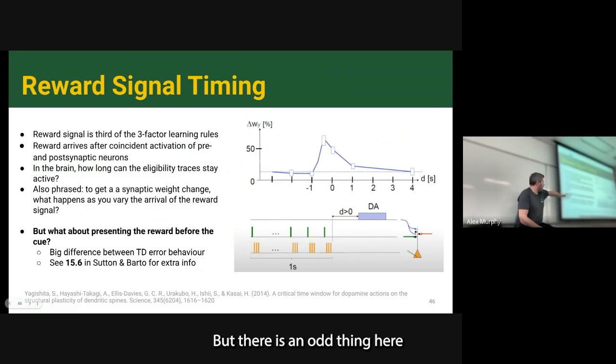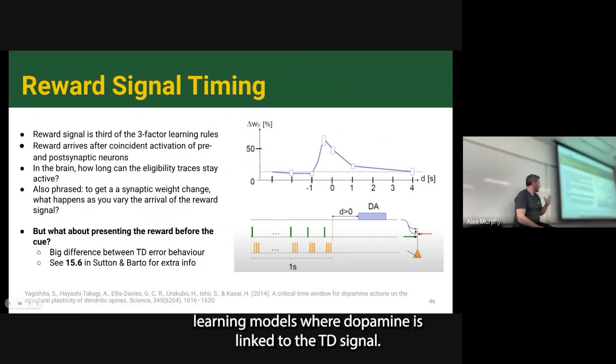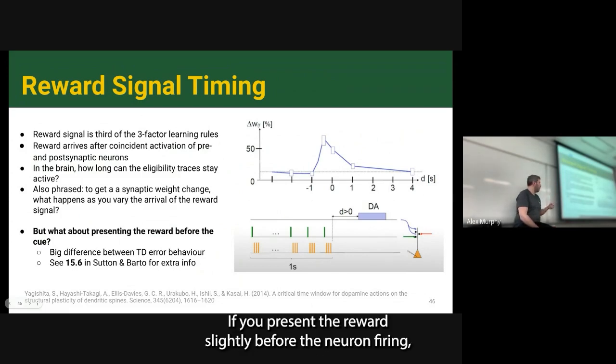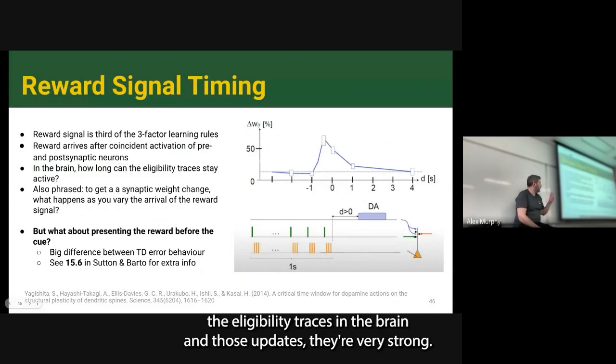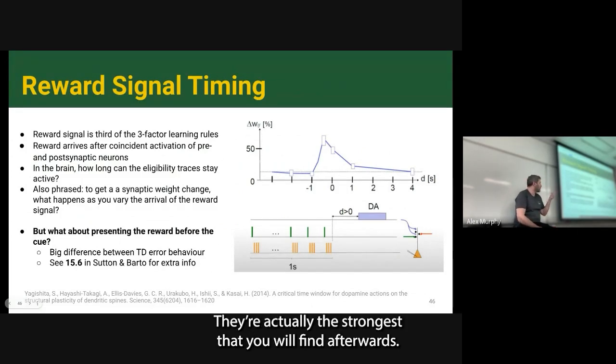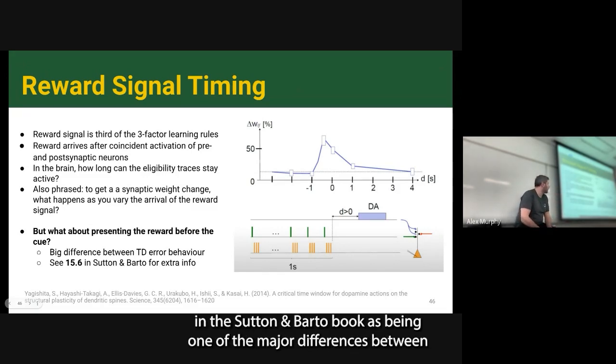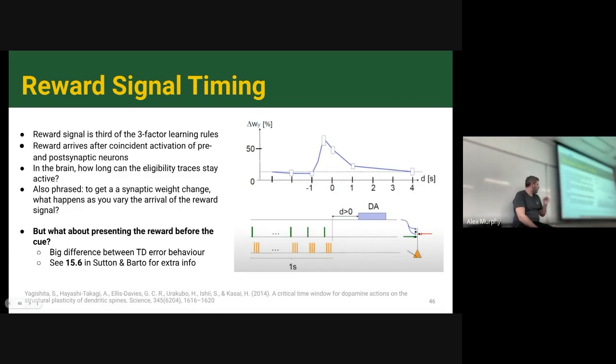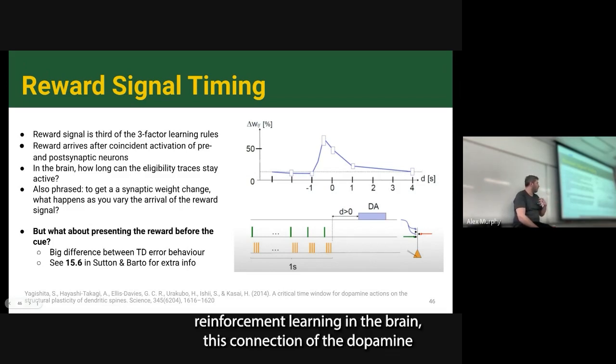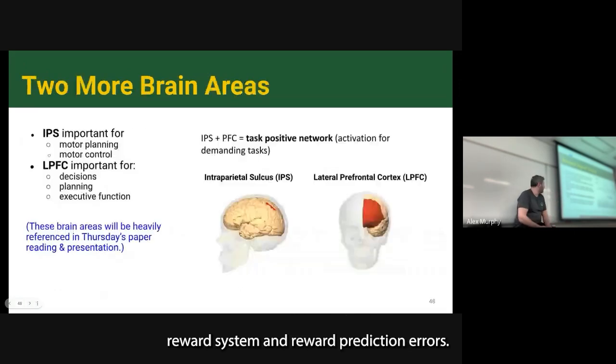But there is an odd thing here that differs from reinforcement learning models where dopamine is linked to the TD signal: even if you present a reward slightly before the neuronal firing, the eligibility traces in the brain and those updates are very strong. They're actually the strongest that you will find afterwards. So that's something that's pointed out in the Sutton and Barto book as being one of the major differences between reinforcement learning and the brain, with this connection of the dopamine reward system and reward prediction errors.